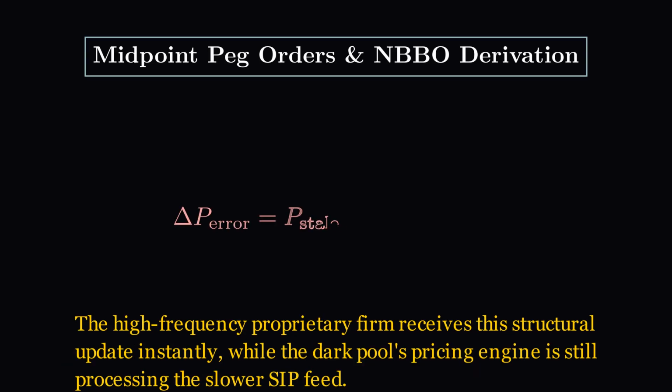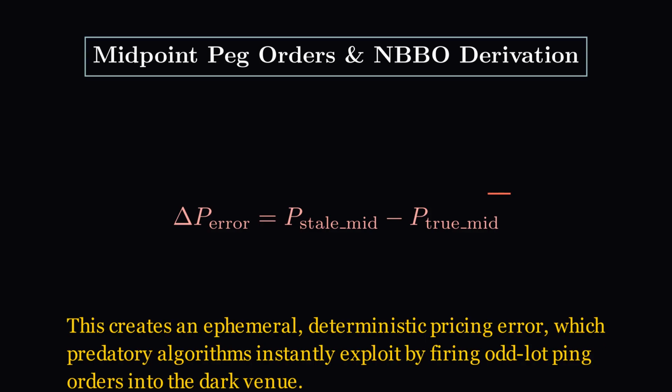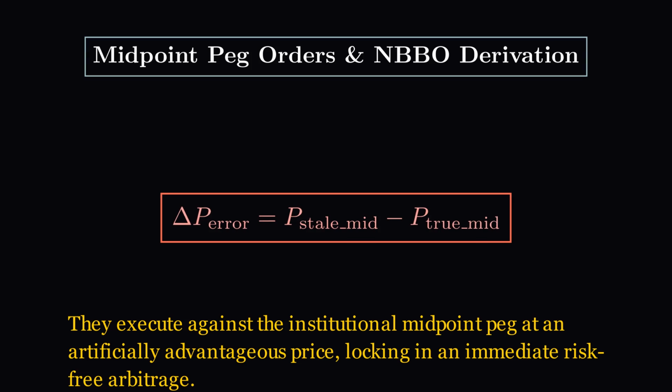The high-frequency proprietary firm receives this structural update instantly, while the dark pool's pricing engine is still processing the slower SIP feed. For a few critical microseconds, the dark pool's calculated midpoint is anchored to a stale, non-existent NBBO spread. This creates an ephemeral, deterministic pricing error, which predatory algorithms instantly exploit by firing odd-lot ping orders into the dark venue. They execute against the institutional midpoint peg at an artificially advantageous price, locking in an immediate risk-free arbitrage.